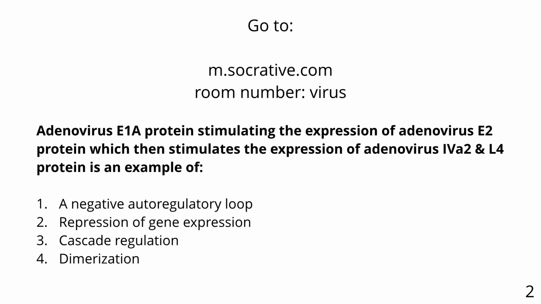Next one is Adenovirus E1A protein stimulating the expression of adeno E2 protein, which then stimulates adenovirus 4A2 and L4 protein, is an example of a negative autoregulatory loop, repression of gene expression, cascade regulation, or dimerization. All right, that's an example of cascade regulation, one stimulating the other, stimulating the other. There's no repression at all involved here.